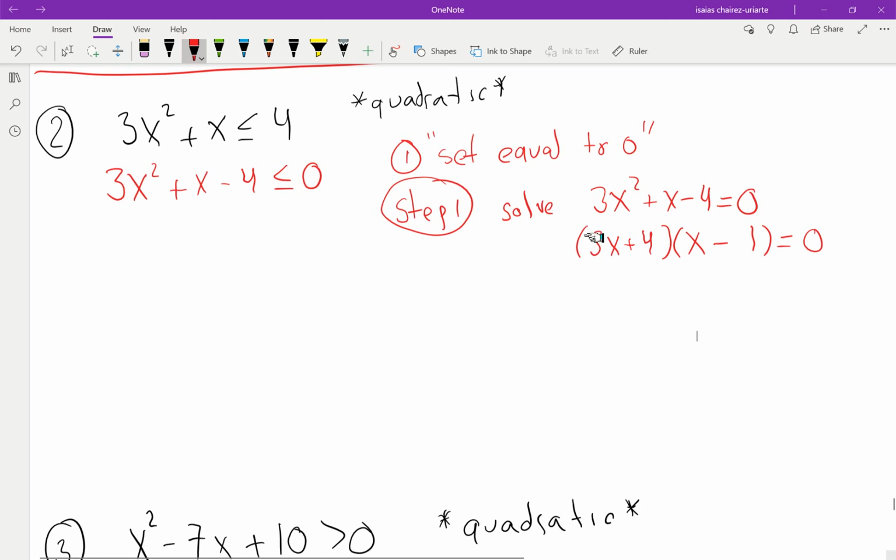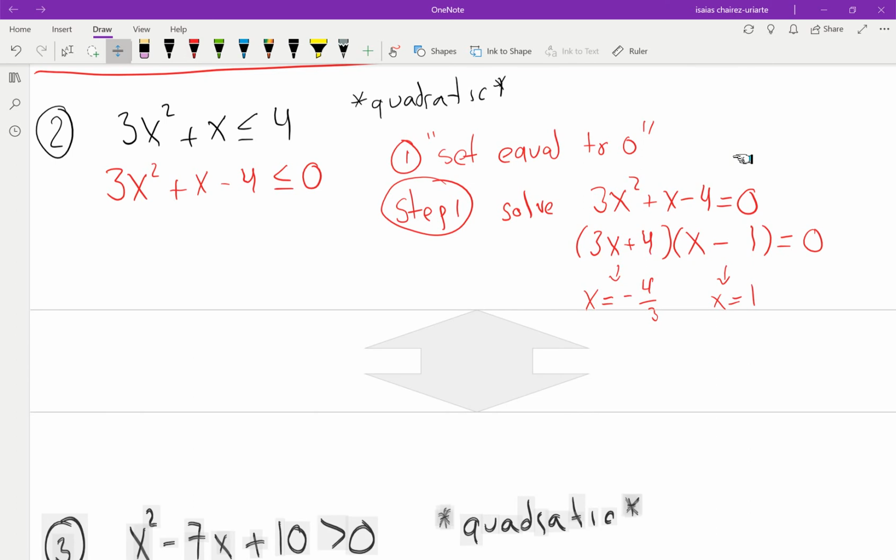Because now 3x times x, that's 3x squared. 3x times negative 1, that would be negative 3x. 4 times x, that would be positive 4x. And that gives me x in the middle, and that's good. And then 4 times negative 1, well, that's negative 4. Okay, so then that says that I have two answers. I have the answer x equals negative 4/3 and x equals 1.